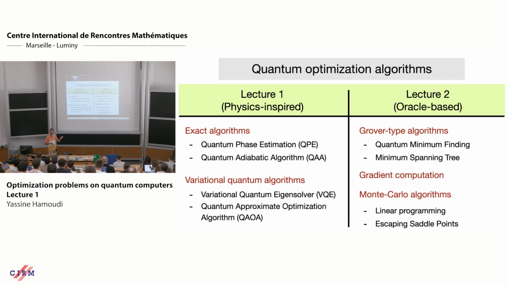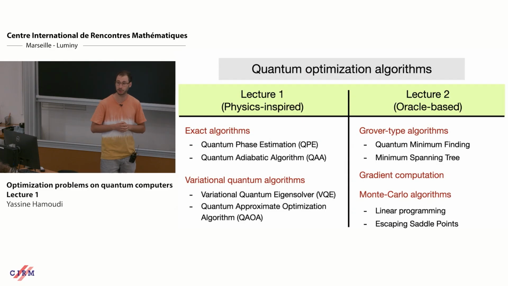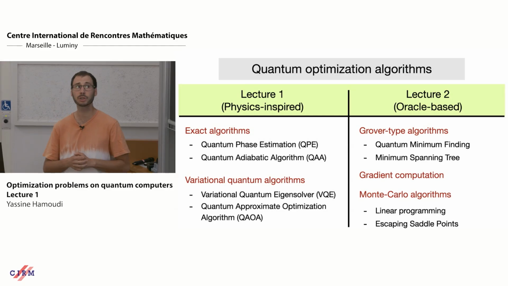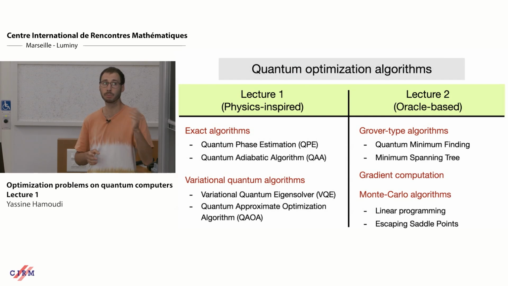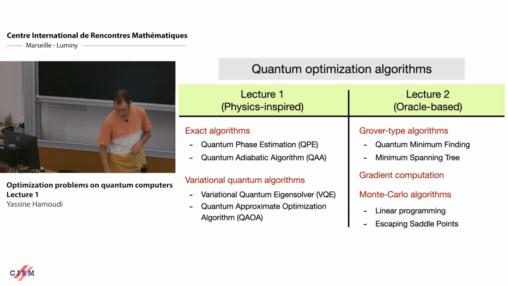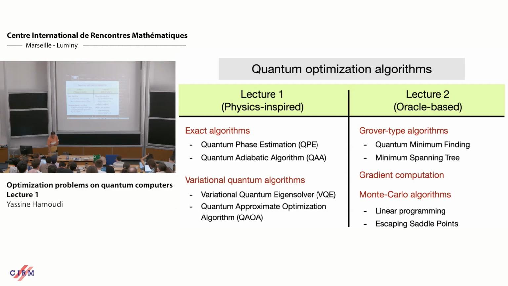And tomorrow's lecture is more oriented towards computer scientists. This will be based on quantum algorithms that use the property of quantum oracles. We'll cover algorithms that are based on Grover search. We'll see how to accelerate the computation of the gradient, and then some Monte Carlo type quantum algorithms. Is there any question at that point? Feel free to interrupt if you have any question during the lecture. We'll try to go very slowly.